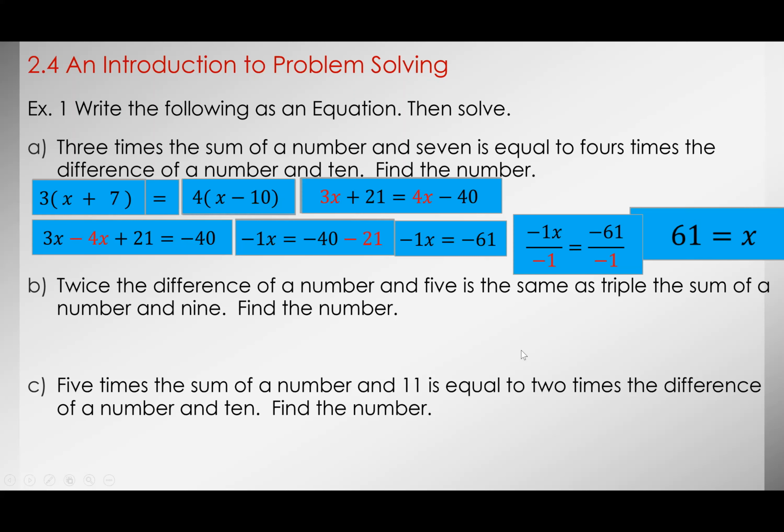So if you do B, it's the same thing again. Twice means 2 times the difference of what? The difference of x and 5, which is 2 times open parenthesis x minus 5, is equal to triple the sum, meaning 3 times the sum, which is 3 times the addition. The addition of what? The addition of x and 9.